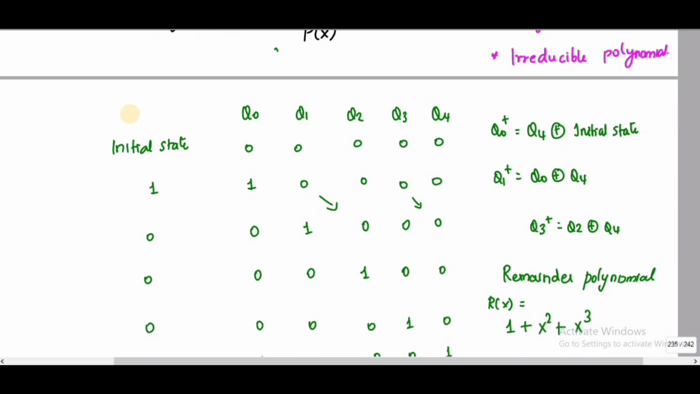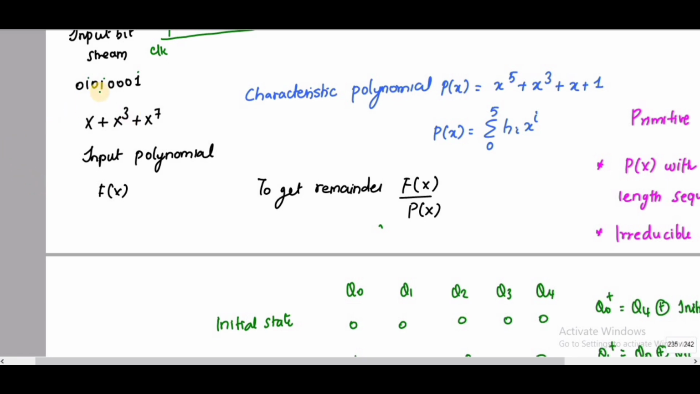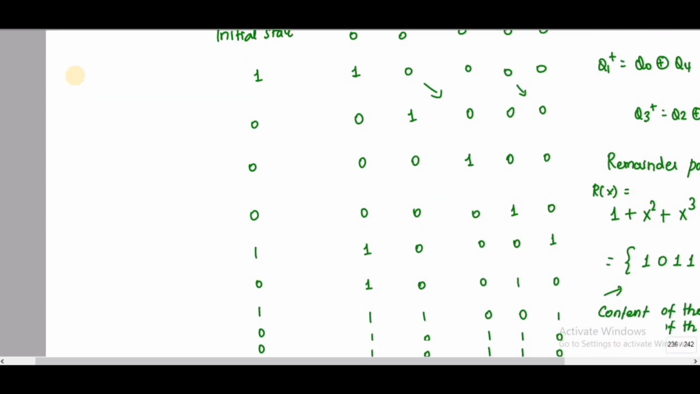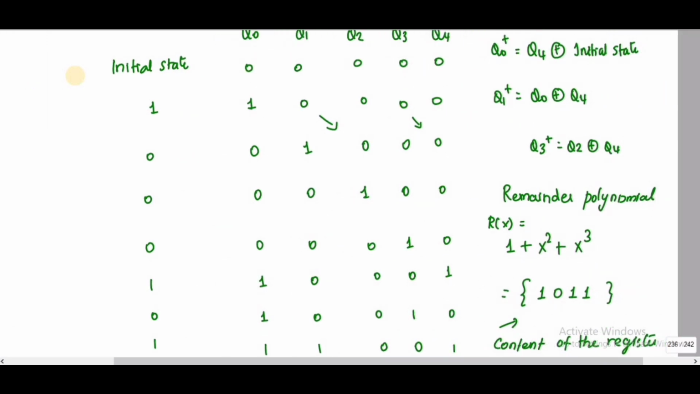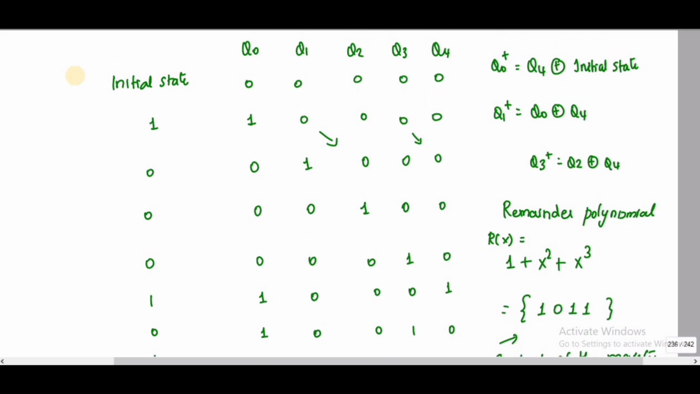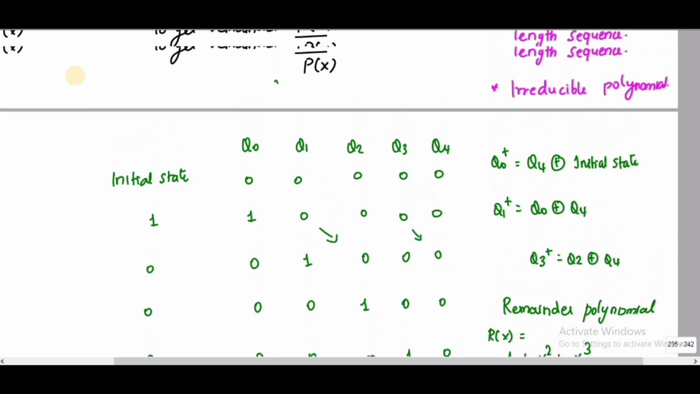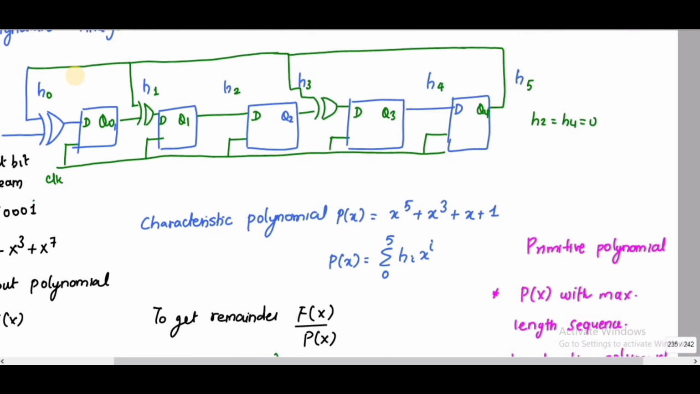So what is my input bit stream? One input bit stream I am going to write as 0 1 0 1 0 0 0 1. So this I am going to write as 1 0 0 0 1 0 1 1 0. Okay, 1 0 0 0 1 0 1 0. Okay, so I am going to find q0+ is equal to q4 XOR my initial state, and q1+ is equal to q0 XOR q4. You see the diagram, q1+ is equal to q0 XOR q4.